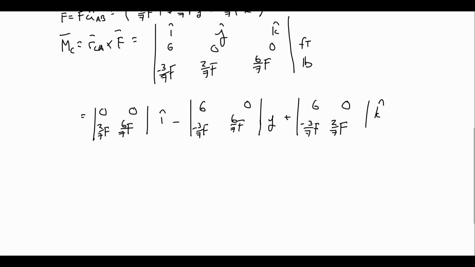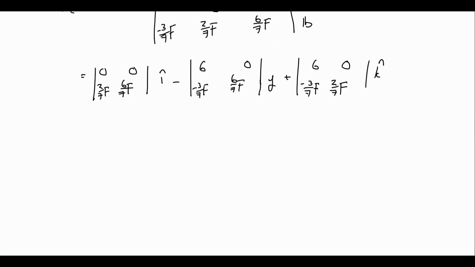And expanding these 2 by 2 cofactors, I will have 0 times 6/7 F is 0, minus another 0 is going to give me 0 i hat. Then I'm going to subtract this j term. So what do I have here? 6 times 6/7 F is 36/7 F minus, well, it's going to be 0. So I will have a positive 36/7, and I don't want to forget the F there.